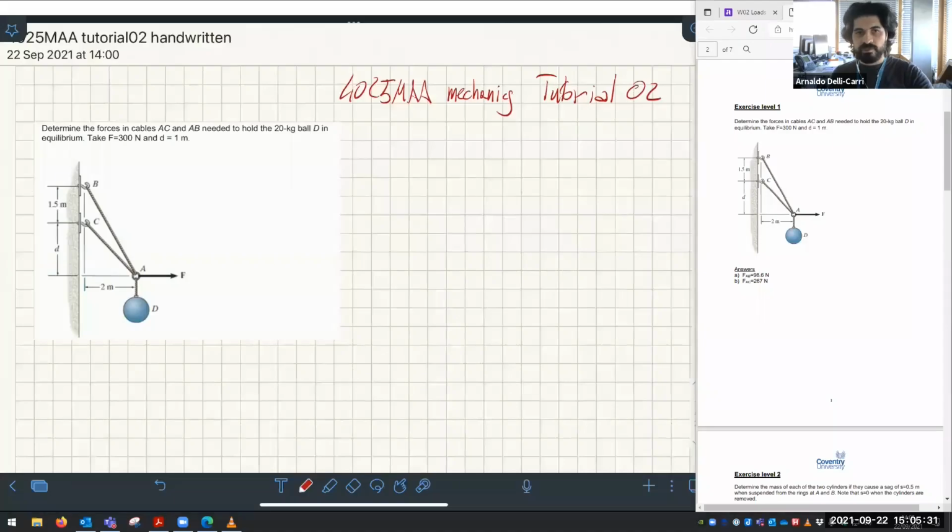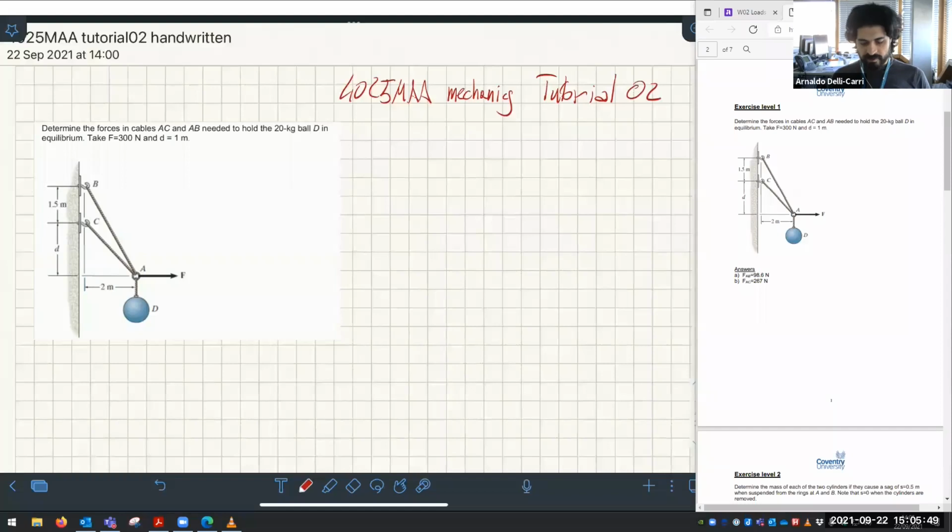Okay, this session is now being recorded. Welcome to 4025 MAA Mechanics tutorial number 2, second week. We dealt with loads and equilibrium last time, so all these tutorial questions will be about equilibrium of bodies.